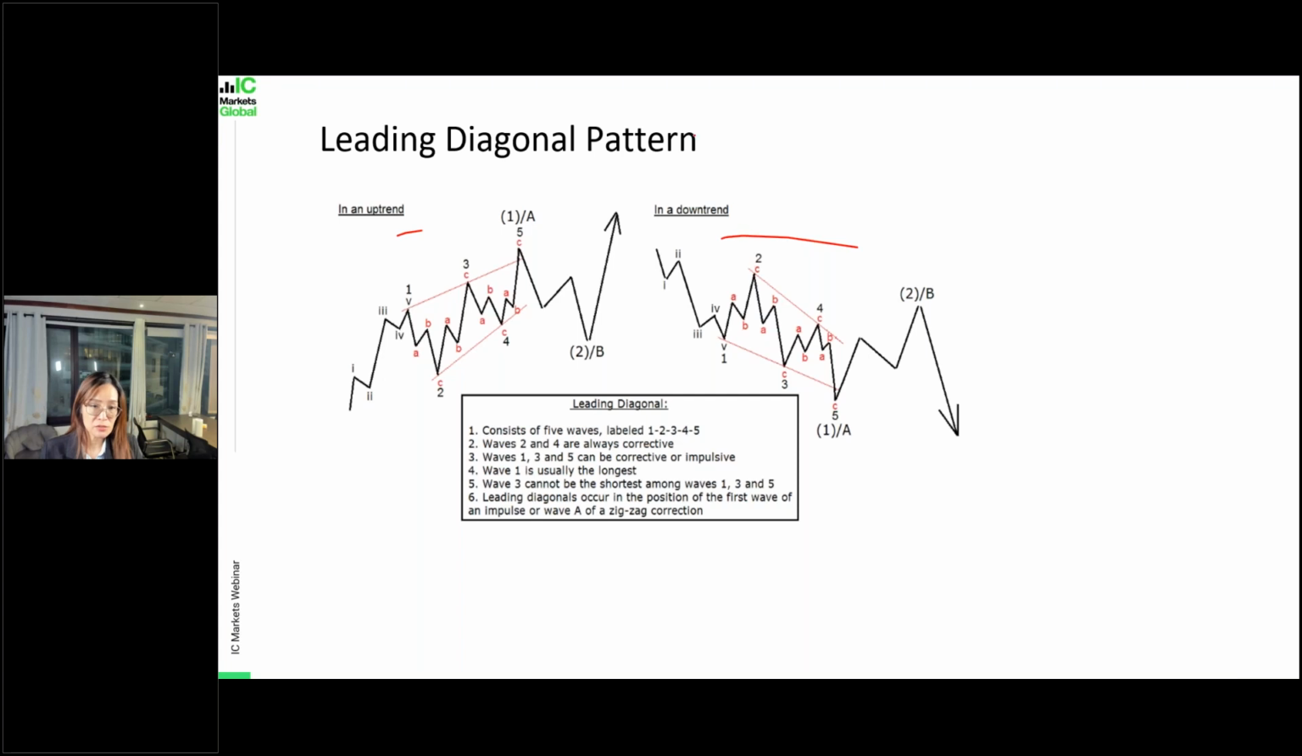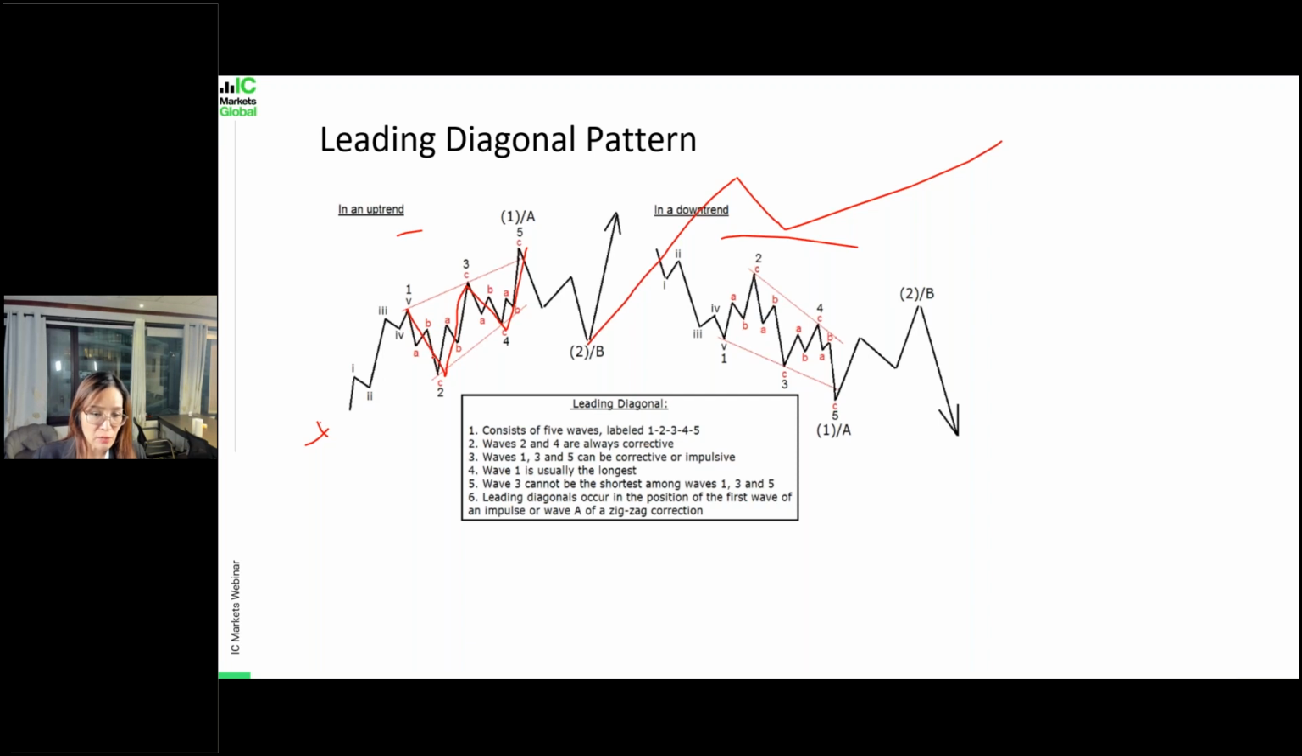This is uptrend, this is downtrend. In the uptrend, usually the leading diagonal will happen in wave 1. Wave 1, you can call this an egg. And then this is wave 1, wave 2, and continue to wave 3 here, right? Wave 4 and wave 5. And in wave 1, there will be what we call a subdivided wave, which is labeled 1, 2, 3, 4, 5.